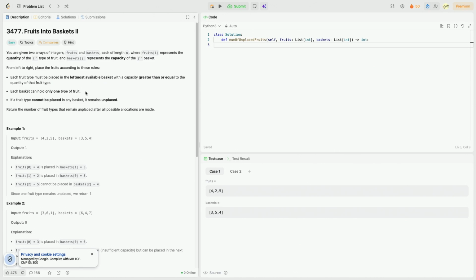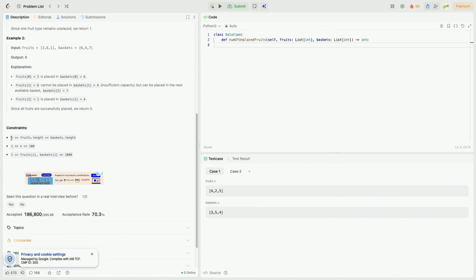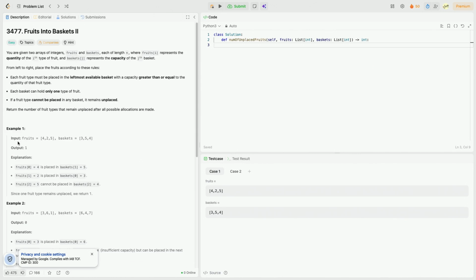Each basket can only hold one type of fruit. If a fruit type cannot be placed in any basket, it remains unplaced. Return the number of fruit types that remain unplaced after all possible allocations are made. Cool. And the constraints are, we have n fruits and n baskets, and at least one fruit and one basket. And then the capacity and the count of fruits is at least 1 and has some limit.